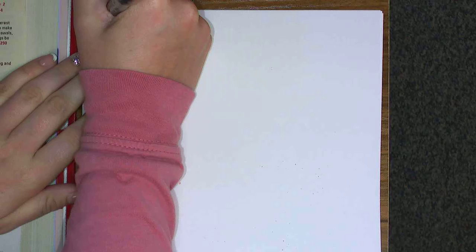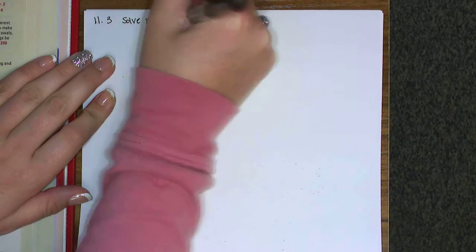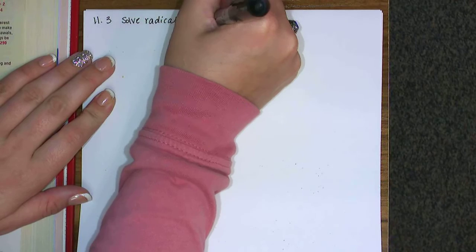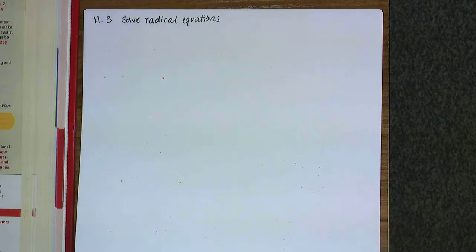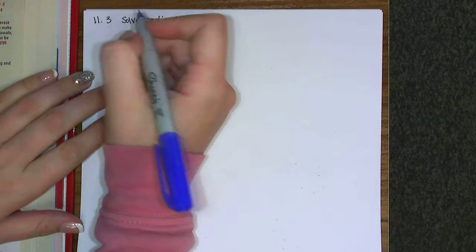So today we will be covering 11.3, and that is solving radical equations. So we're going to solve radical equations today, and there is just a little concept that we need to go over real quick, and that is squaring both sides of the equation.